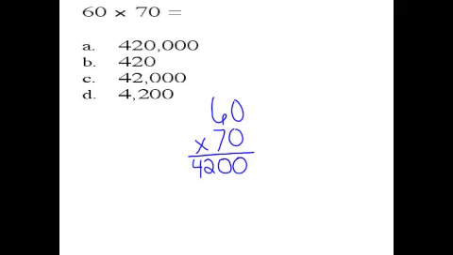This question is brought to you by Lexi and Peyton. The question is 60 times 70. Your basic math fact is 6 times 7, which is 42. And we add the 2 zeros, which makes it 4,200.